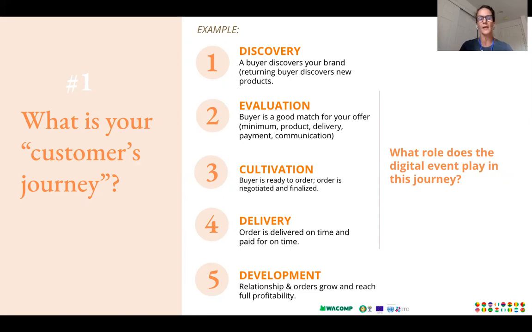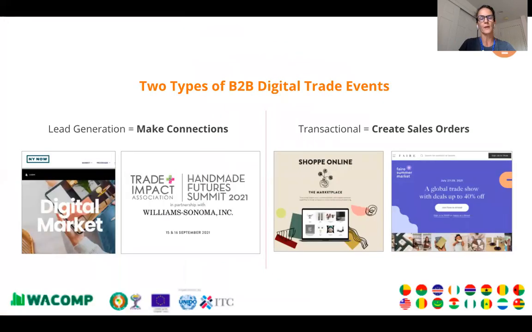So you want to define what's the normal journey for your customer, right? What are the different phases that they go through from the point of first meeting you to the point of having a profitable relationship. Then we want to think of, there are 2 types of digital trade events out there. One type is what we call a lead generation show, which is the type of show where you're going to just make connections, right? You're going to meet a buyer and they're going to meet you.